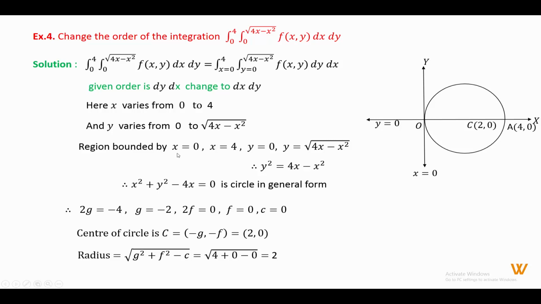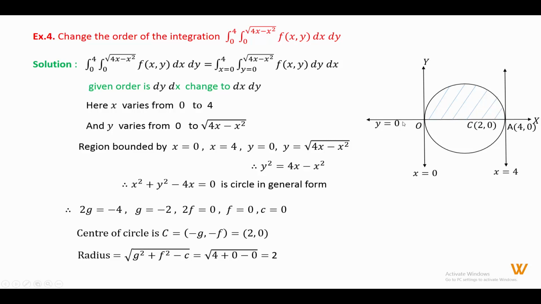Now draw the line x equal to 0. This is the first line. Then x equal to 4 is a line parallel to the y axis and passing through the point (4, 0). So this line is x equal to 4. The lines x equal to 0, x equal to 4, y equal to 0, and the circle: in between them is the required region. Now in this region, find the new limits.